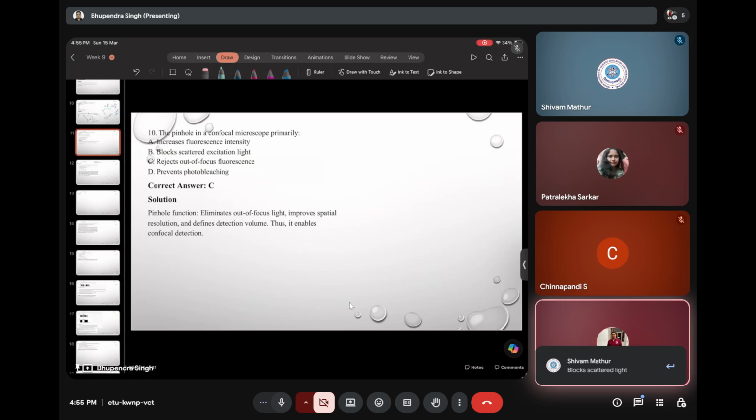Blocks scattered light, or it will not pass the light which is out of focus. Okay, fine. So it rejects out of focus.